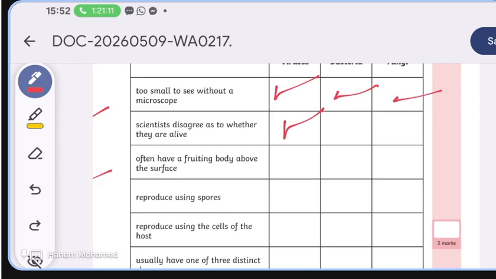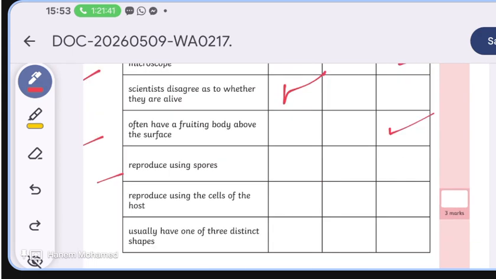Often have a fruiting body above the surface. What is the meaning of this? It means it has like a big body above the surface. You can eat the fungus, like the mushroom, right? Yes or no? Yes. So it has a fruiting body. It means it can be something you can eat, you can see above the surface. And sometimes the fungi, like on the bread, start to grow and you can see it with your own eyes after growing too much.